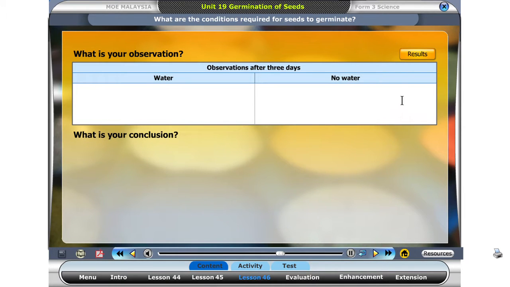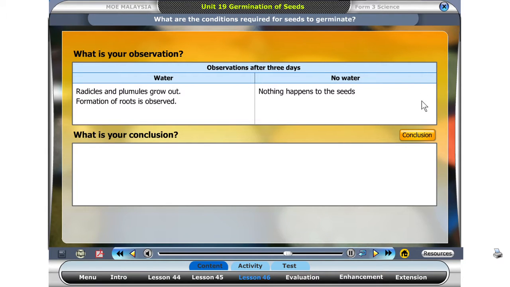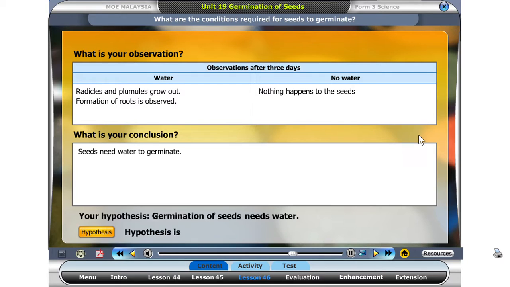Next, write down your observations in the table shown. For your conclusion, answer the following question. What can you conclude? What about your hypothesis? Is it acceptable? Click on the box to find what your hypothesis should be like.